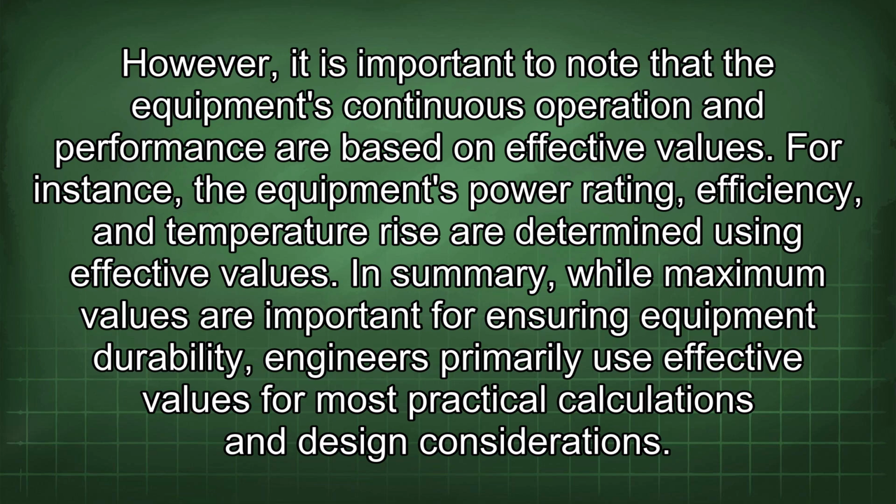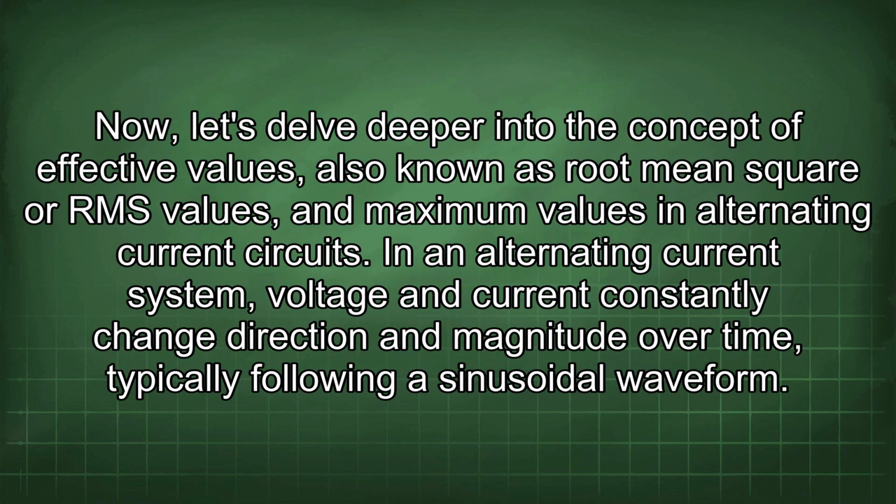However, it is important to note that the equipment's continuous operation and performance are based on effective values. For instance, the equipment's power rating, efficiency, and temperature rise are determined using effective values. In summary, while maximum values are important for ensuring equipment durability, engineers primarily use effective values for most practical calculations and design considerations. Now, let's delve deeper into the concept of effective values, also known as root mean square or RMS values, and maximum values in alternating current circuits.